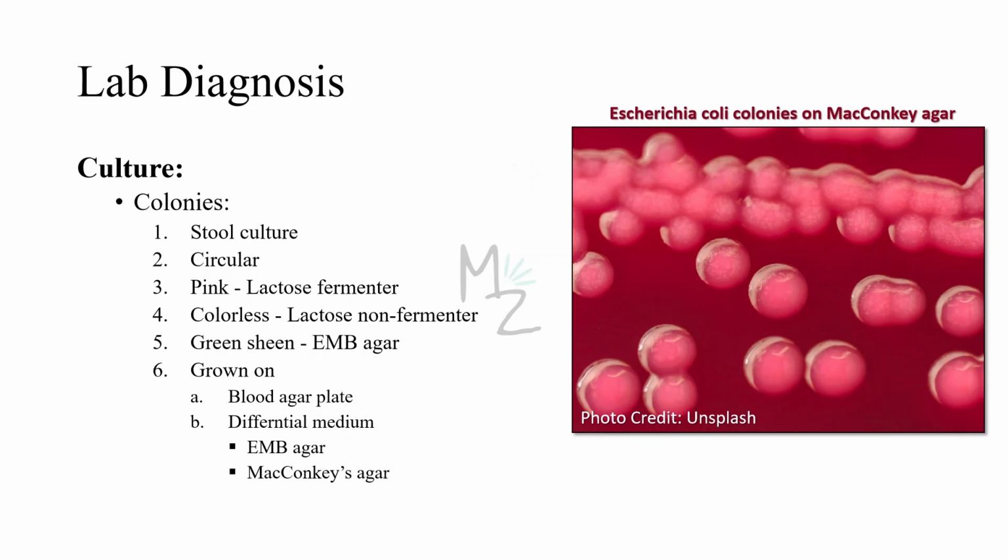E. coli is grown initially on blood agar plates and on a differential medium, such as EMB, eosin methylene blue, agar or MacConkey's agar. E. coli, which ferments lactose, forms pink colonies, whereas lactose-negative organisms are colorless. On EMB agar, E. coli colonies have a characteristic green sheen, and this green sheen is for lactose fermenters.